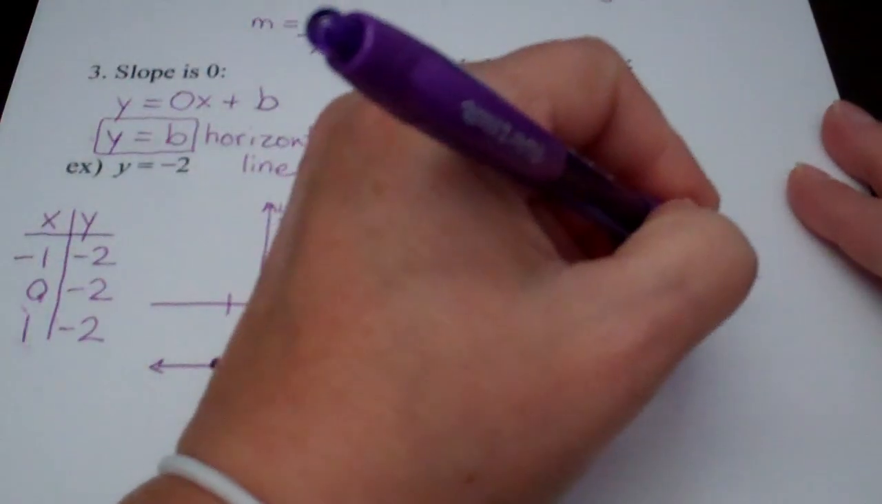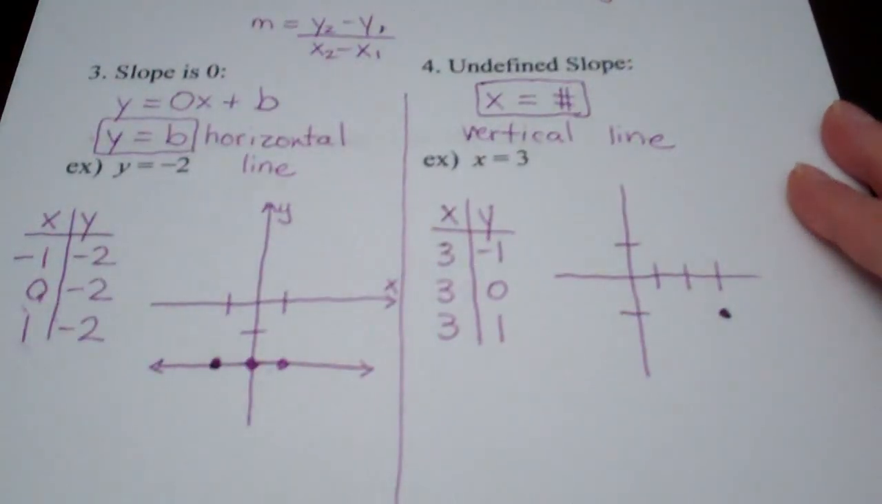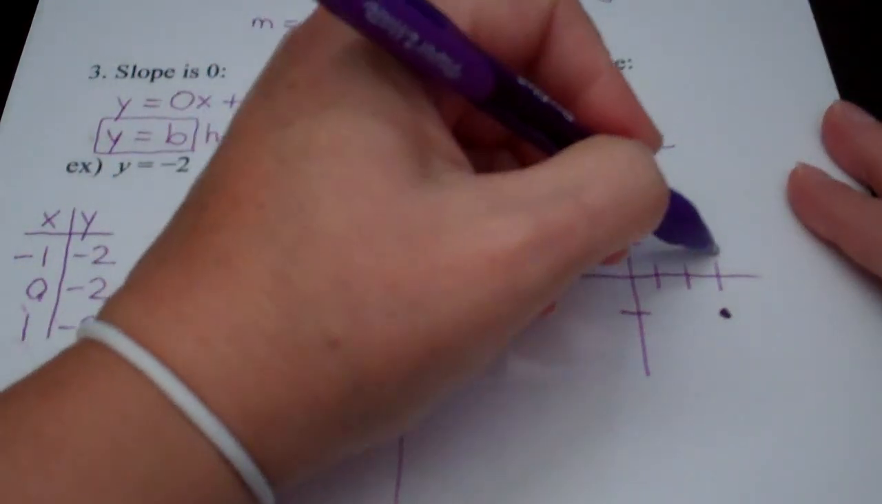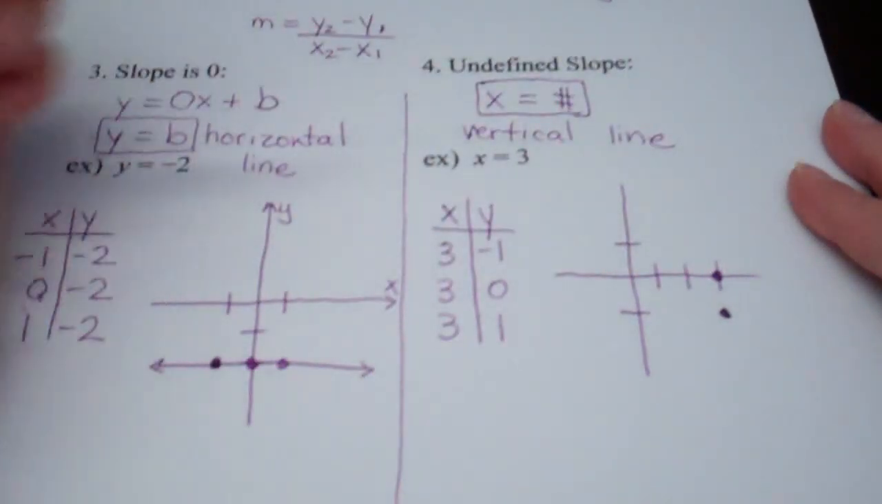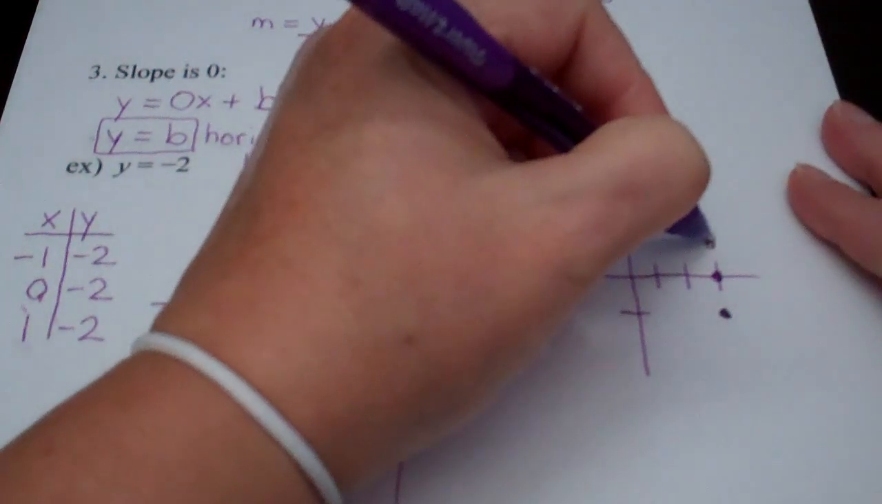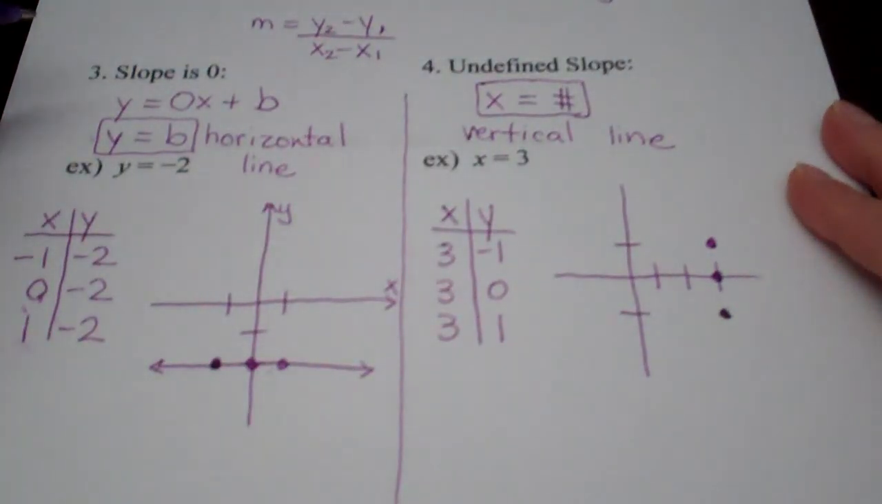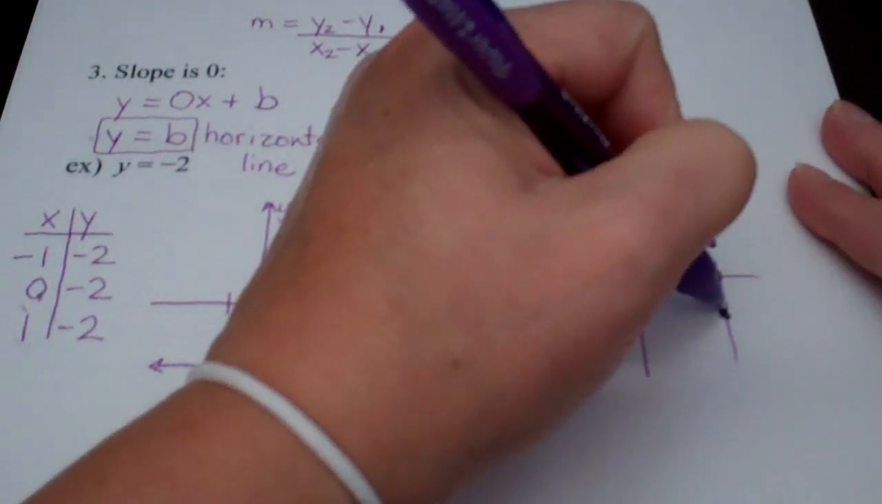So we have the point (3, -1). We have the point (3, 0). And (3, 1). And you can see that if the x values are all the same, it's going to line up vertically.